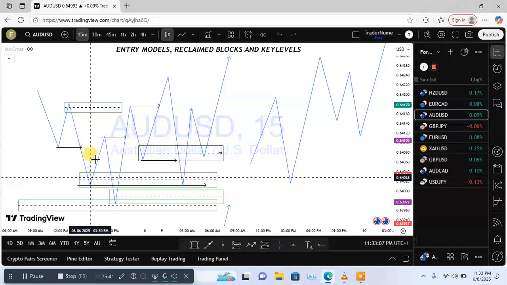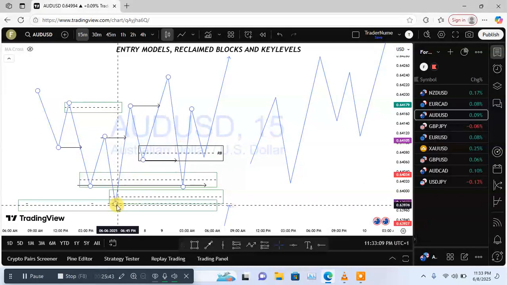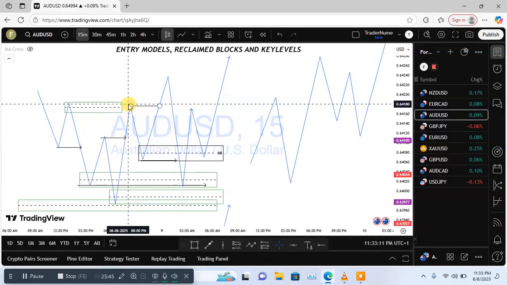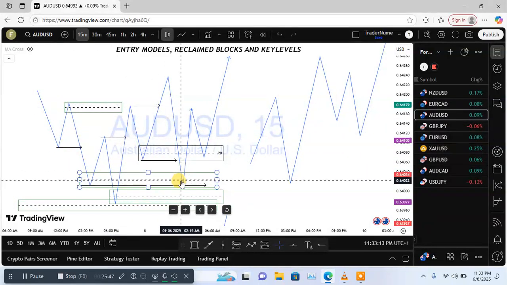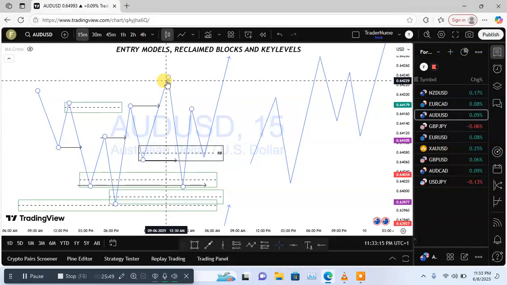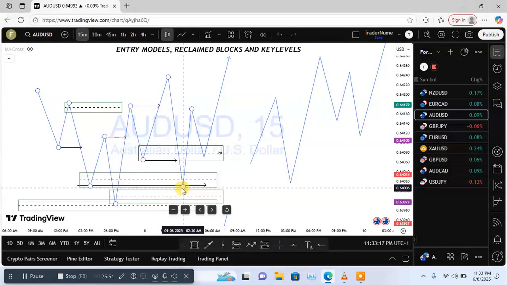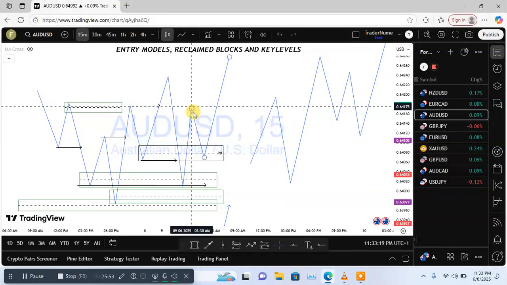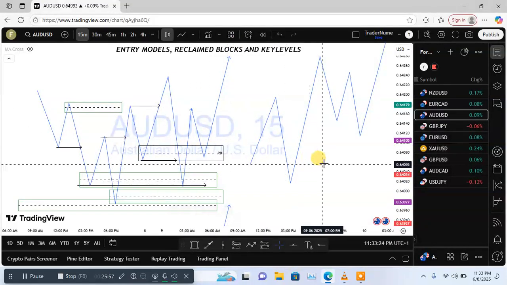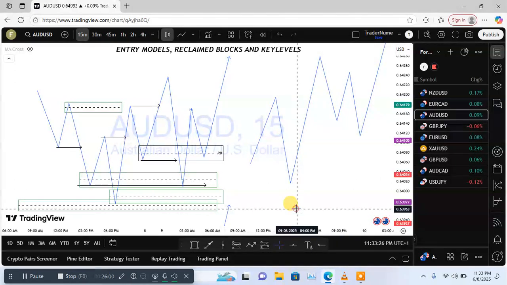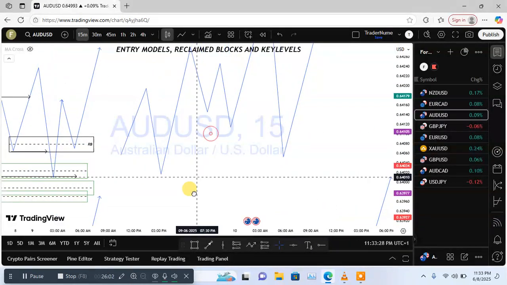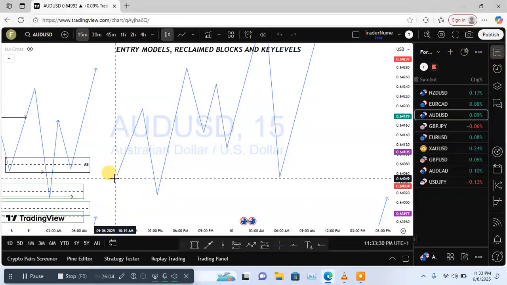You see this demand zone, price disrespected it again, came back, tap, and this one again, price disrespected it again, came back, boom. You see, that's just the movement. That is reclaim block, and it happens everywhere. It happens everywhere. Even this one that I gave to you here.